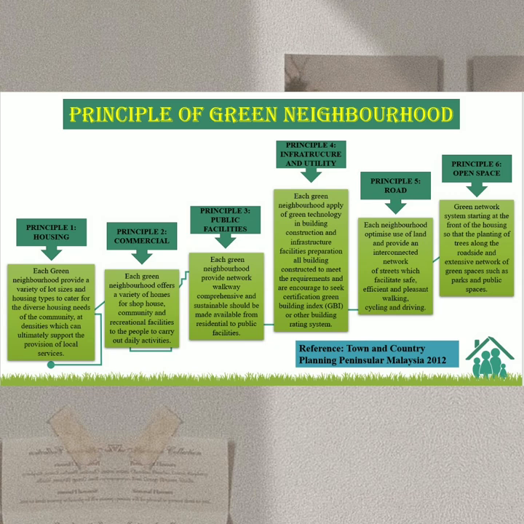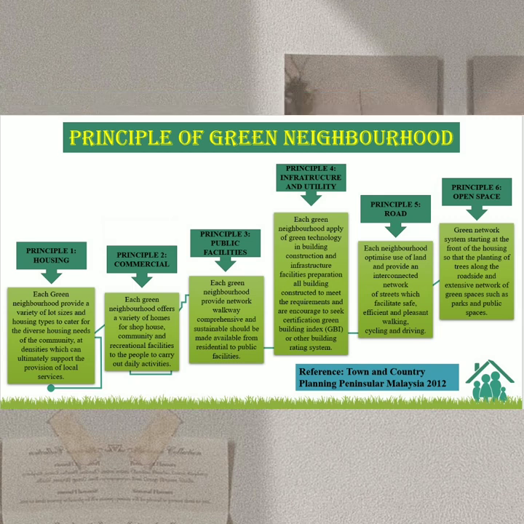Principle 2, commercial. Each green neighborhood offers a variety of homes for shop house, community and recreational facilities to the people to carry out daily activities. Principle 3, public facilities. Each green neighborhood provides network walkway, comprehensive and sustainable should be made available from residential to public facilities. Principle 4, infrastructure and utility. Each green neighborhood apply green technology in building construction and infrastructure facilities preparation. All building constructed to meet the requirements and are encouraged to seek certification Green Building Index or GBI or the building rating system.